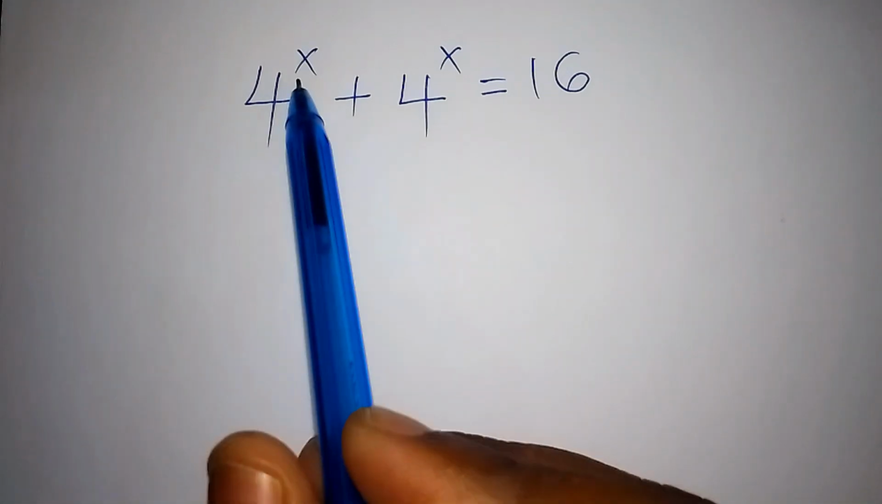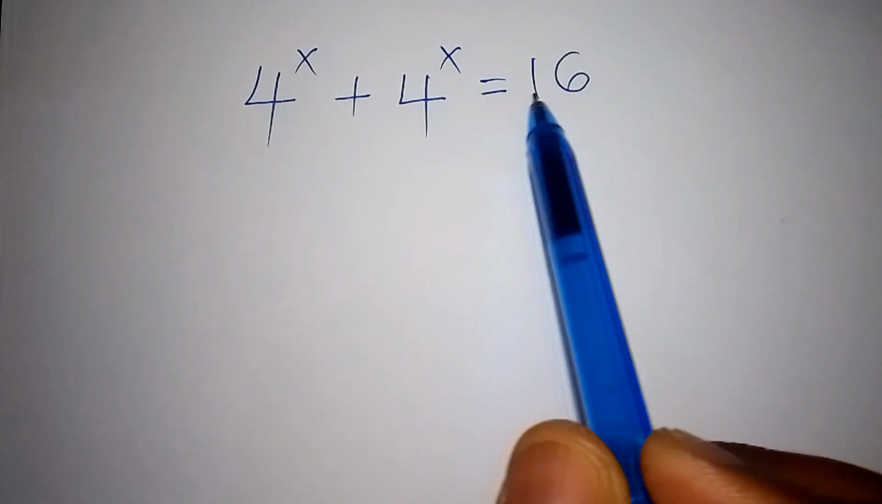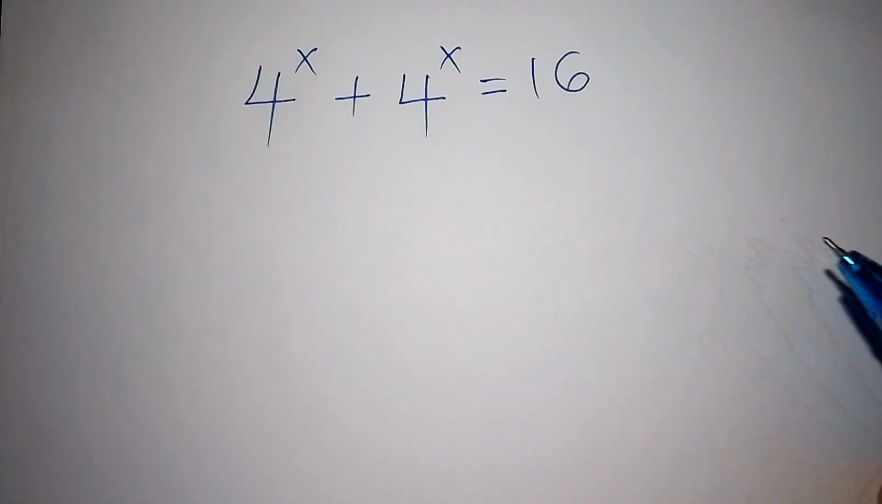So we are given 4 to the power of x plus 4 to the power of x is equal to 16. So we are asked to find the value of x.